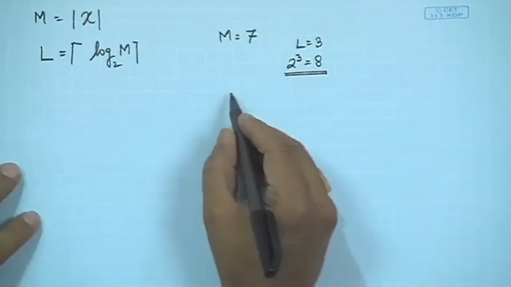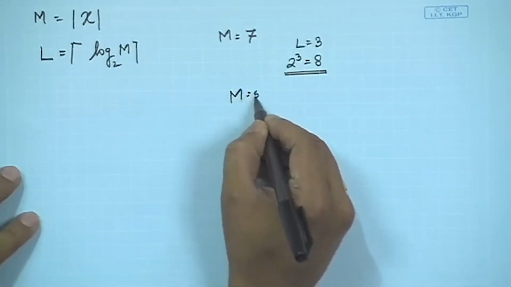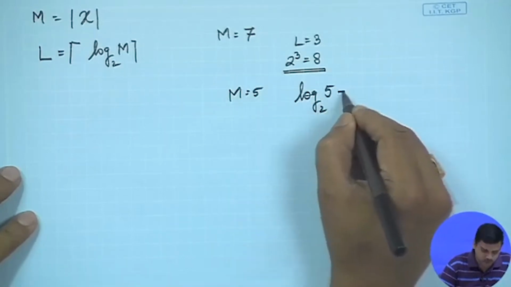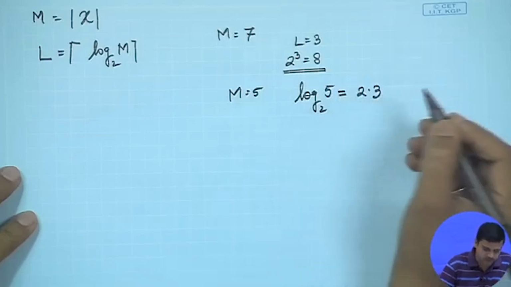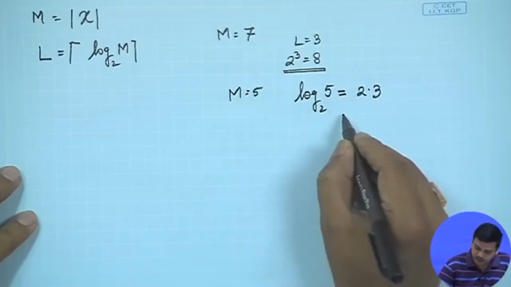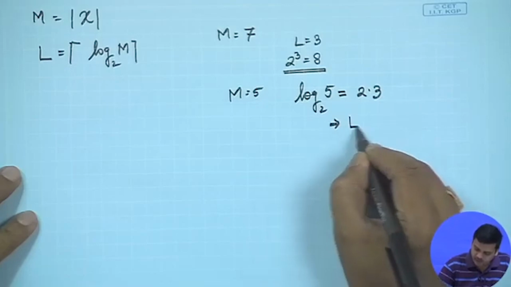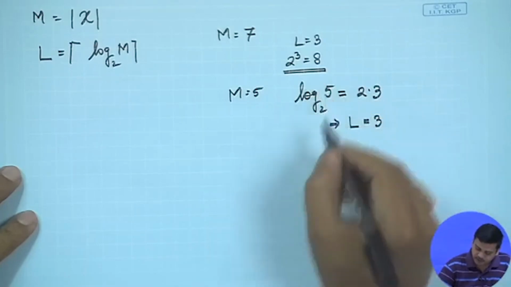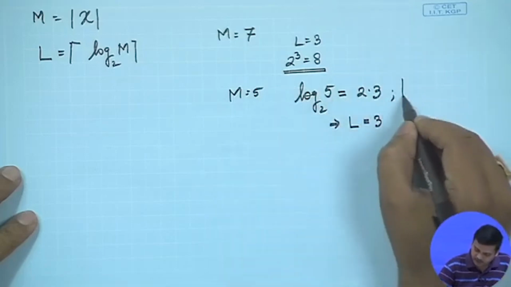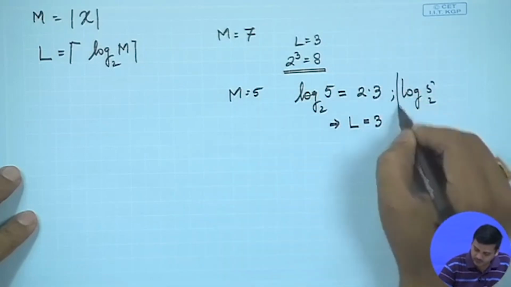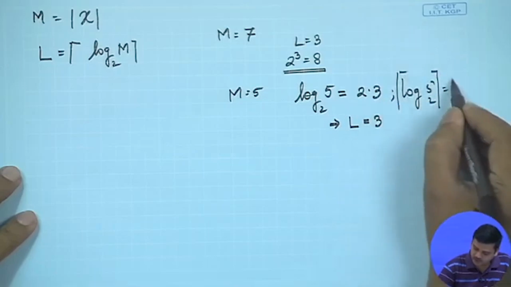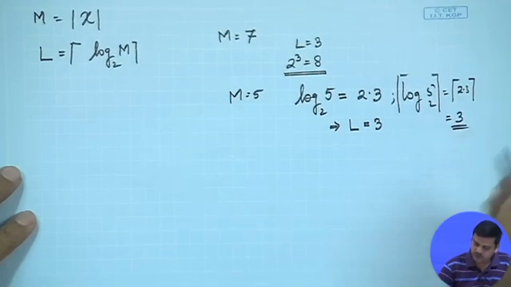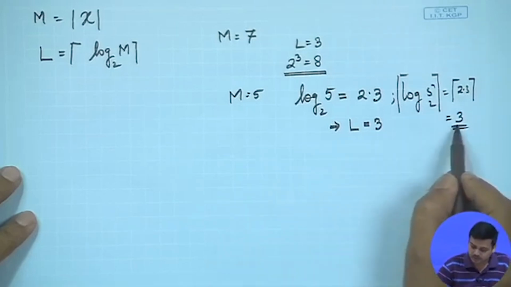The other example could be if you have M equal to 5. In that case log base 2 of 5 would be approximately 2.3129. That would also lead to a value of L equal to 3, because if you take the ceiling of 2.3, it is equal to 3. That means if you have 3 bits, then you can uniquely decode.